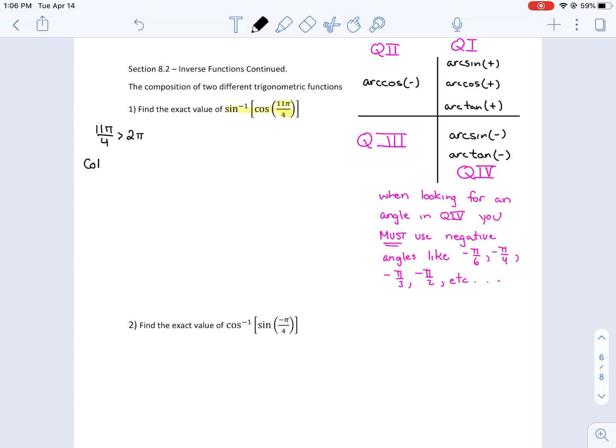So what I'm going to do is find a coterminal angle to work with. So 11 pi fourths minus 8 pi fourths is 3 pi fourths. So I'm going to rewrite the problem as the inverse sine of the cosine of 3 pi fourths. From the unit circle, you'll find that the cosine value of 3 pi fourths is the negative square root of 2 divided by 2.